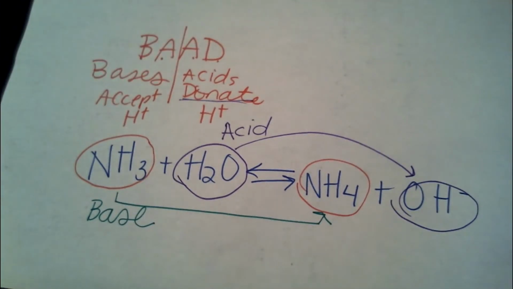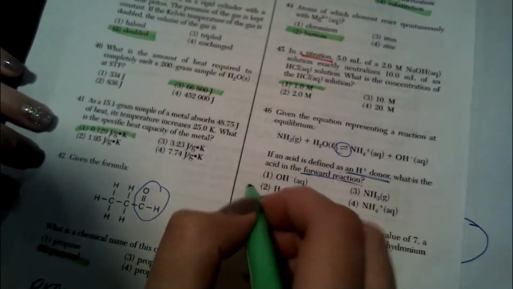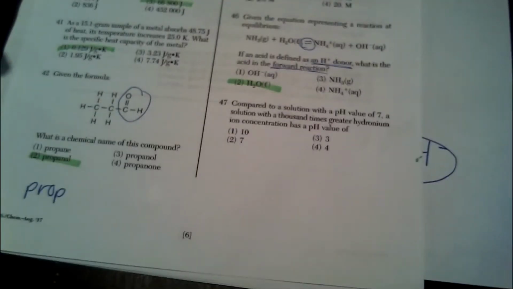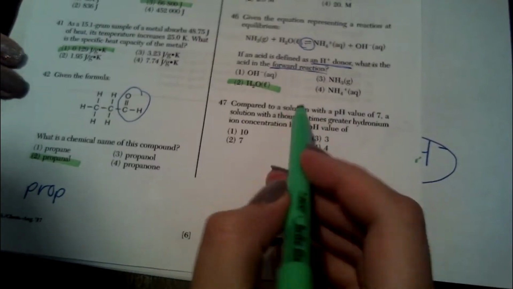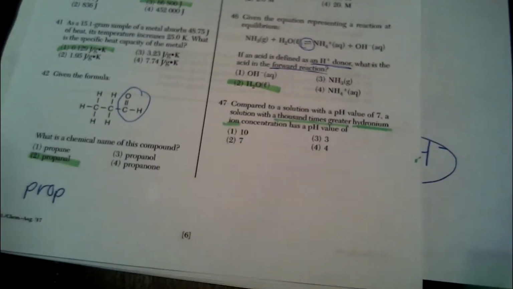46 is going to be choice 2. Water is donating that H plus. Okay. Question 47. Compared to a solution with a pH value of 7, a solution with 1,000 times greater hydronium ion concentration would have a pH value of what?